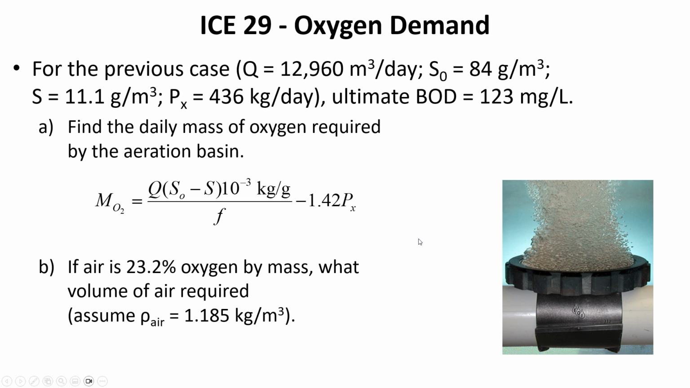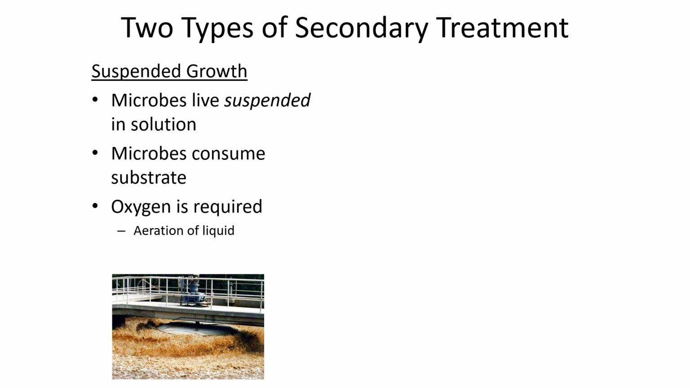All right, that's all we're going to talk about for suspended growth. Suspended growth means that the bugs are floating around in the aeration basin. They're suspended, floating freely, consuming the BOD, consuming oxygen, and then being recirculated as the sludge settles in the secondary clarifier. So suspended growth is what we've been talking about so far.